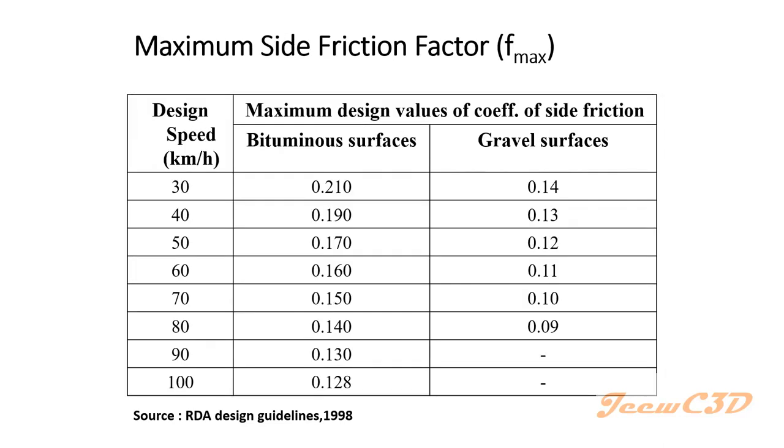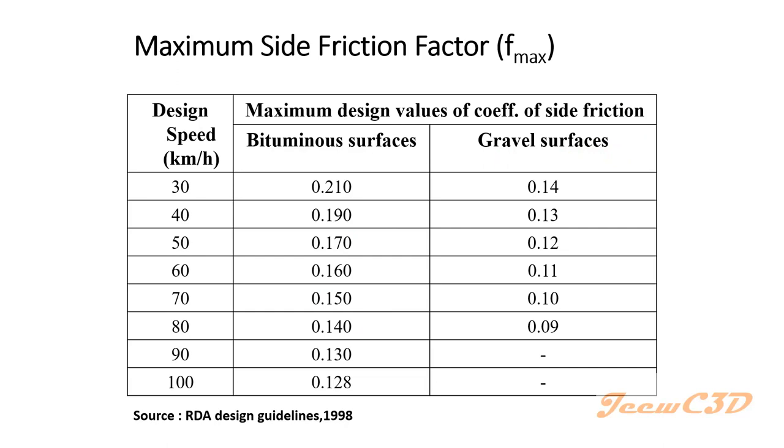Then the other factor, maximum side friction factor. In the equation, it was Emax plus Fmax. The maximum side friction factors are given in the RDA design guidelines, and they depend on the design speed of the vehicle. You can see these Fmax values depend on the design speed. The bituminous surfaces are the asphalt surfaces or tar roads, so those are the friction values for tar roads, and this is for gravel roads, which we use in village roads. These are the factors you have to use when calculating the minimum radius for a horizontal curve.